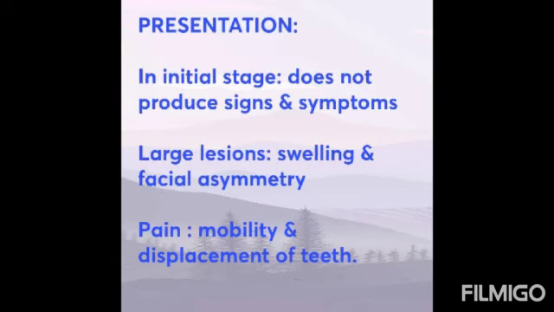Next, moving on to the presentation. In the initial stage it does not produce signs and symptoms. In a large lesion, swelling and facial asymmetry are present. When pain occurs, mobility and displacement of the teeth also occur. So it has 3 stages: initial stage, large lesion and pain. The expansion of the bone.